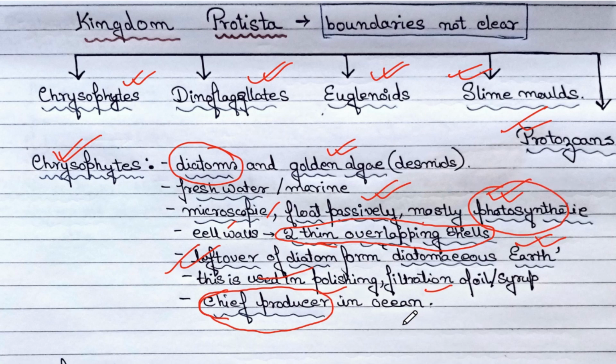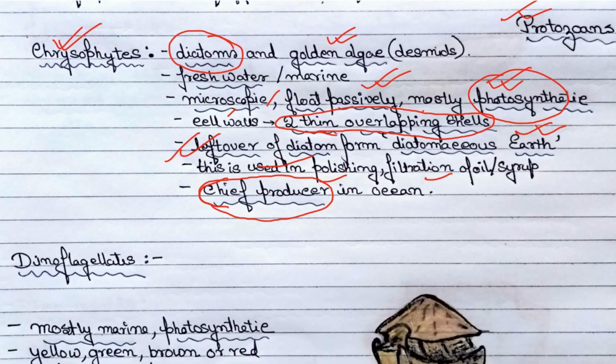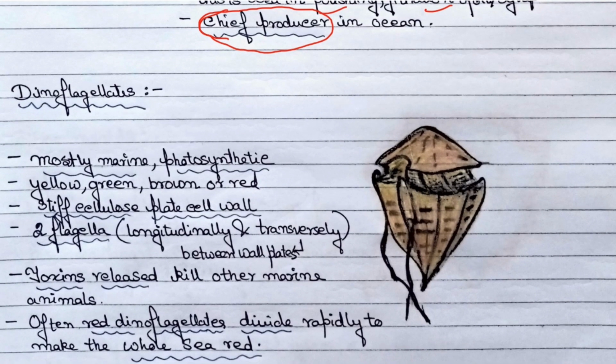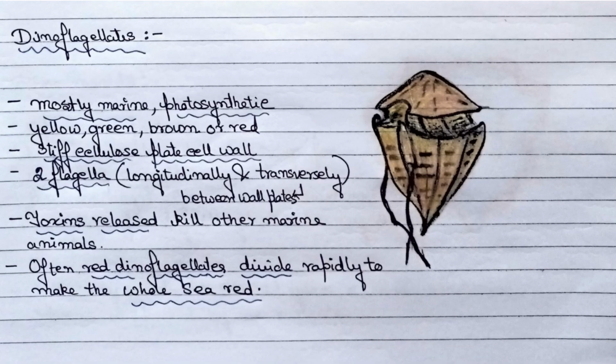So chrysophytes is done. Now we will be moving on to dinoflagellates. So this is a typical structure of a dinoflagellate. They are mostly marine, mostly photosynthetic. They can be of several colors, mighty colorful ones like yellow, green, brown, red.